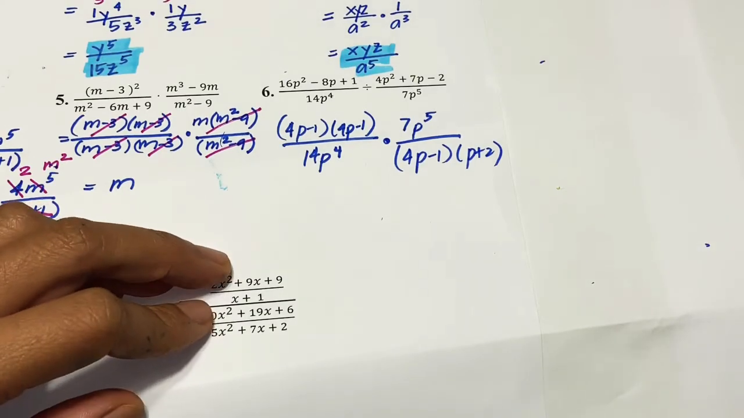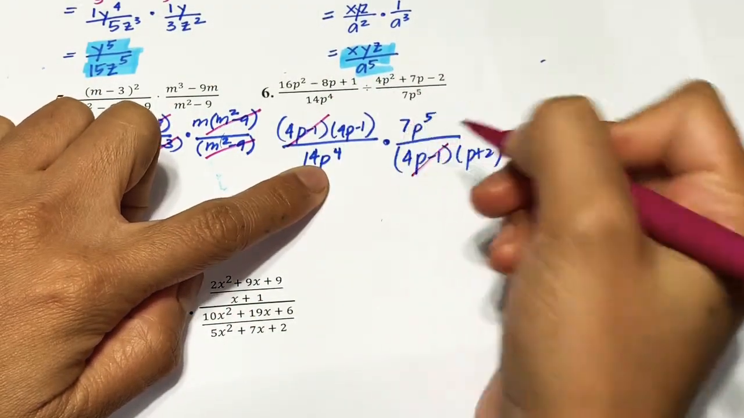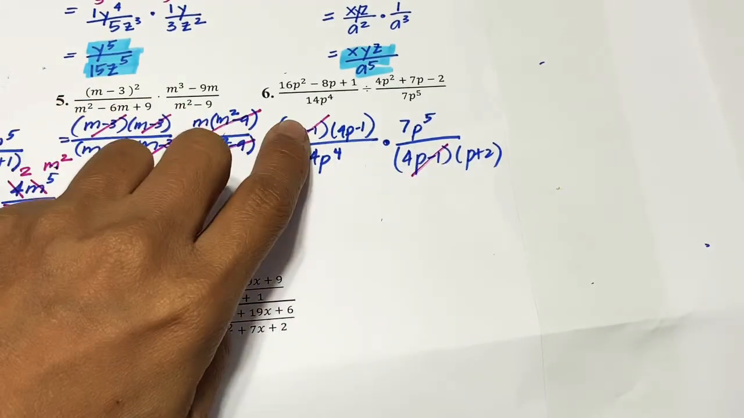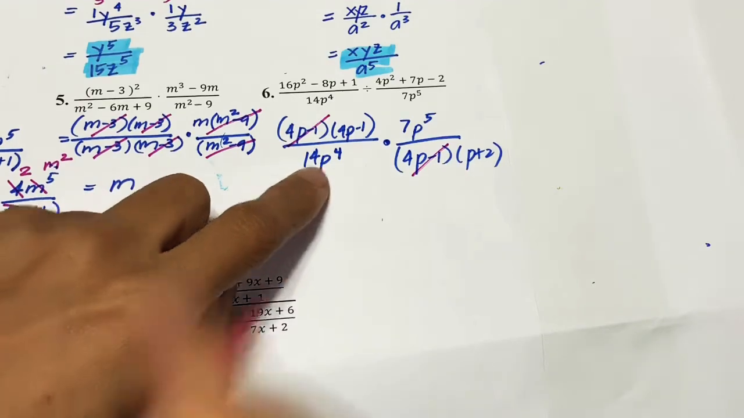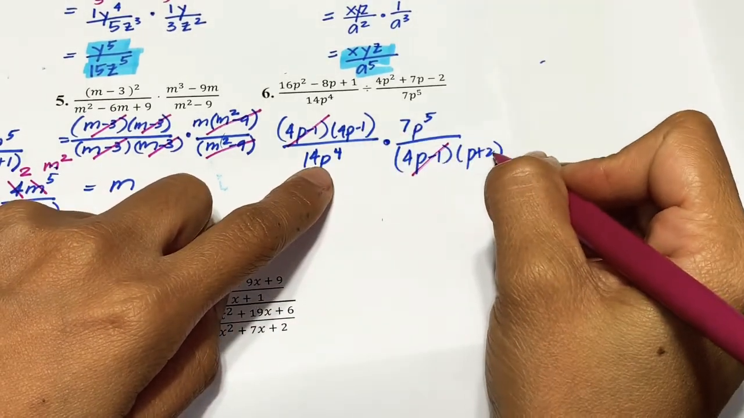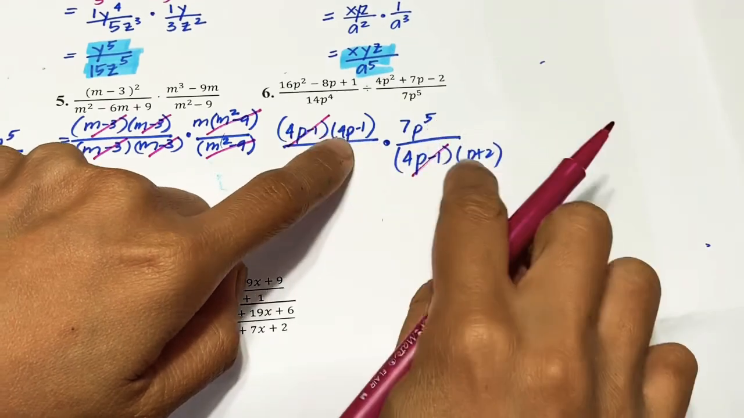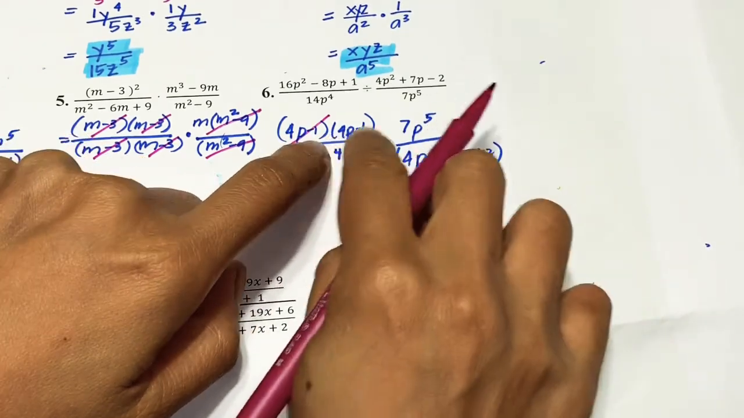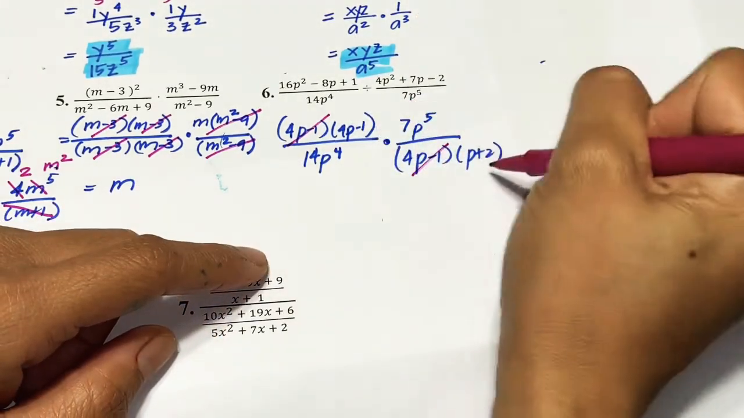So now cancel common factors. So 4p minus 1, 4p minus 1. These are binomials, so they have to be cancelled together. 4p minus 1, p plus 2. Can you please not cancel that right there? You guys cannot just cancel the p's. They're together. Okay, so cancel those.